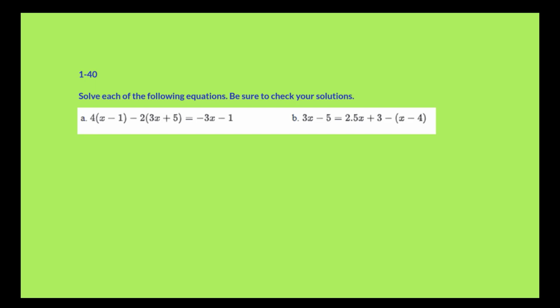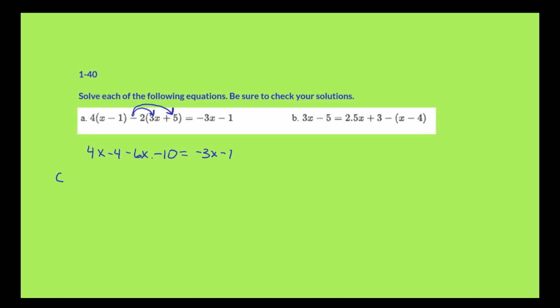All right. First thing I'm going to do is multiply. I'm going to distribute my 4. So that's going to give me 4x minus 4 minus 6x, because we want to make sure we distribute to here. We can also take that negative here. So negative 2 times 5 is minus 10. So negative 10 equals negative 3x minus 1.